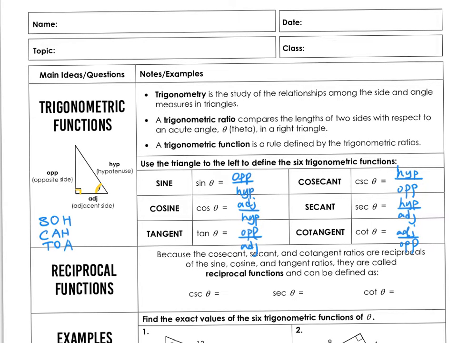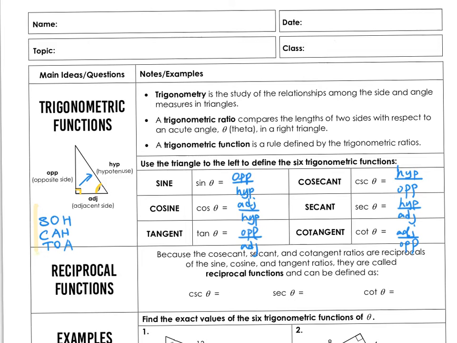So let's look at some definitions here. Sine, if you can write it down, equals the opposite side of theta divided by the hypotenuse. And the hypotenuse, again, is the longest side that faces the right angle at 90 degrees. Cosine is adjacent side divided by hypotenuse, and tangent is the opposite side divided by the adjacent side.